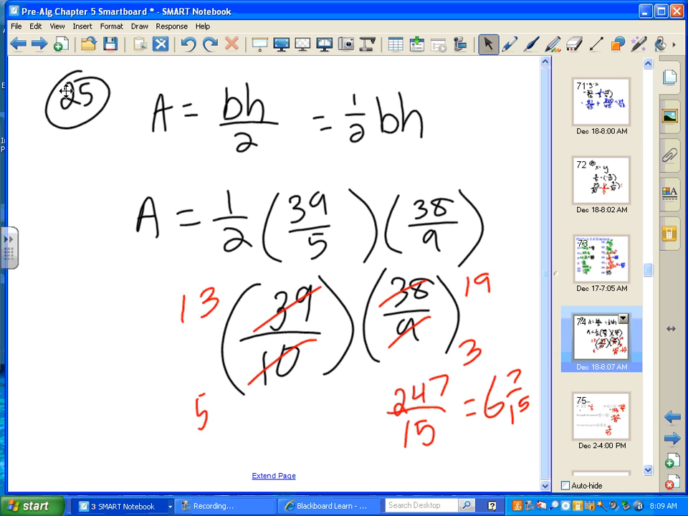Annalise? Why didn't you cross simplify? You're making it harder for yourself by not cross simplifying. Okay.